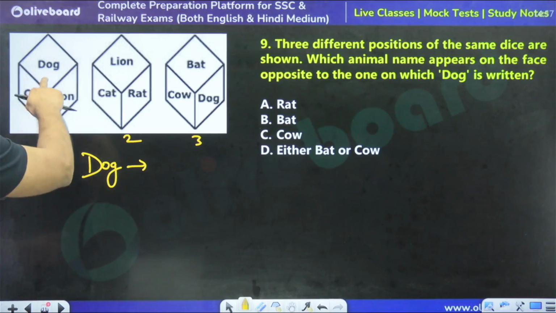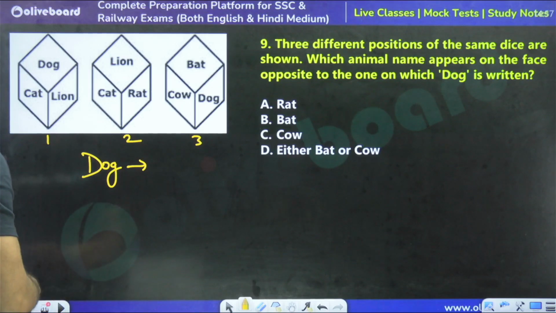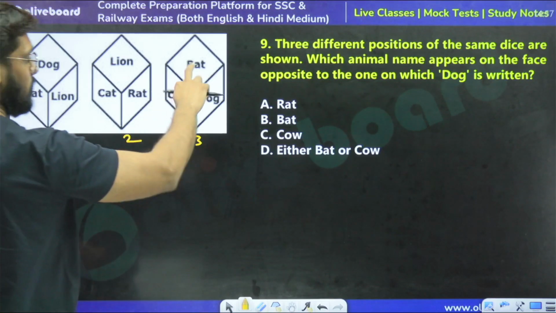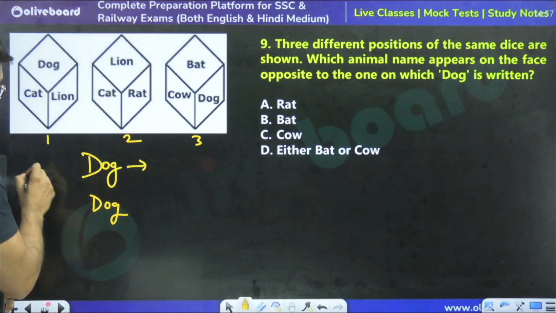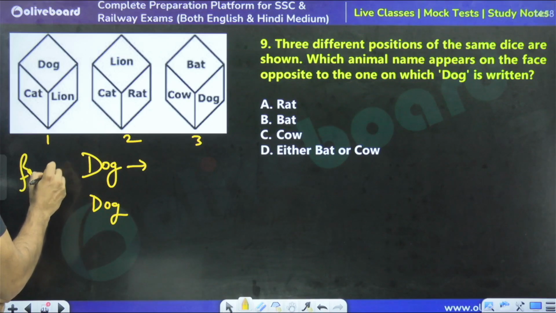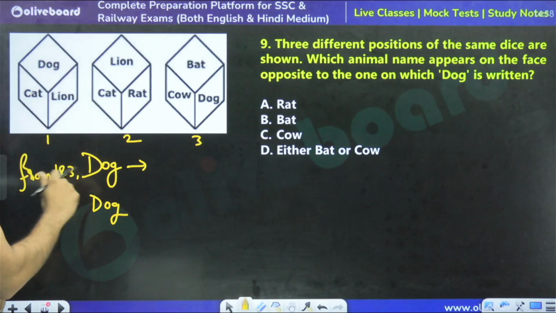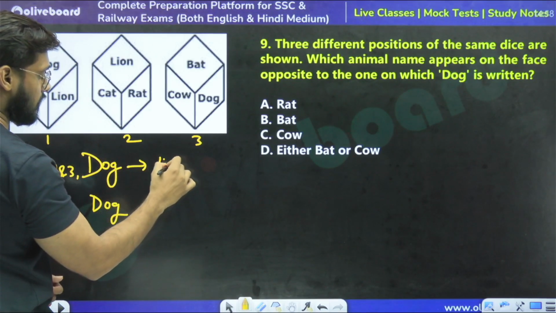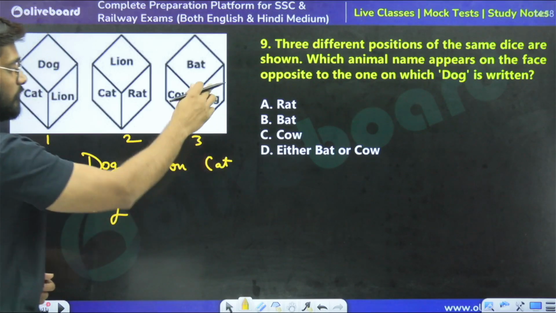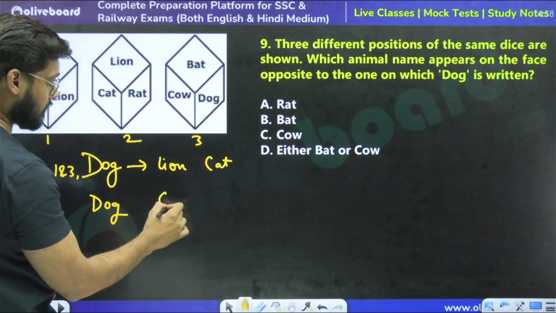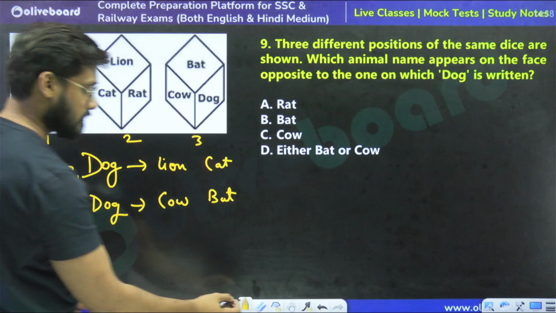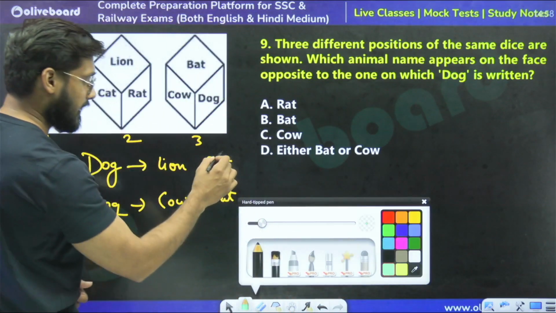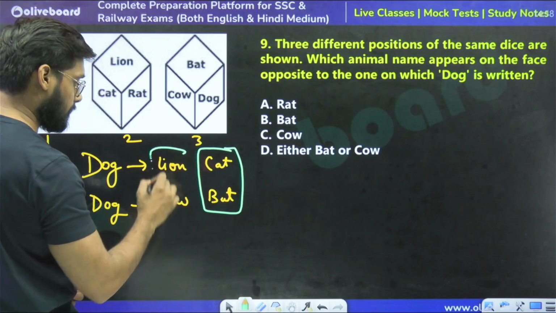Dog is given in the first and third dice, and the other elements are cat, lion, and bat, cow. From 1 and 3, moving in the clockwise direction from dog, we will get lion, cat, and cow, bat, right? The cat's opposite is bat, the lion's opposite is cow.